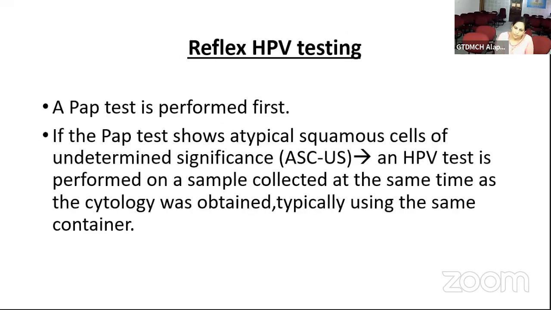So, reflex human papillomavirus testing. That is, a Pap test is performed first. Then, if the Pap test shows atypical squamous cells, that is ASCUS, an HPV test is performed on a sample collected at the same time. The cytology is typically obtained using the same container, the same sample in the container.